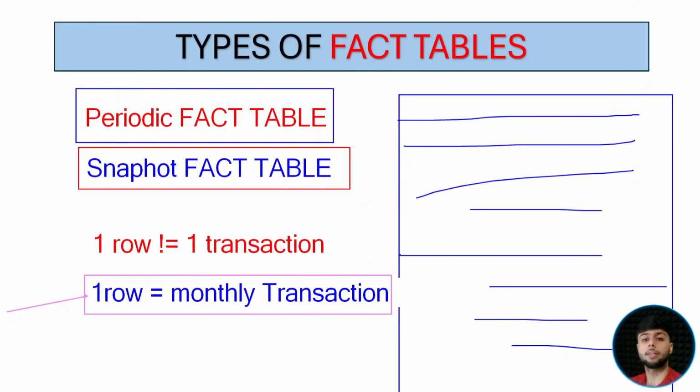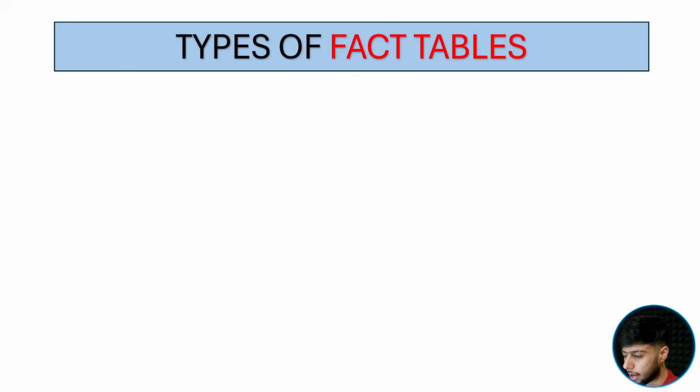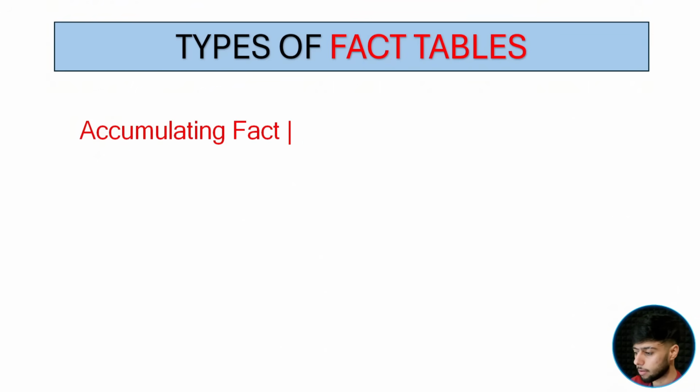That is the rare one. That is not very common nowadays. What is that? By the way, it totally depends upon the business, because that can be very common in organizations such as, I think, Amazon or Blue Dart, all those carriers. So the third one is accumulating fact table.